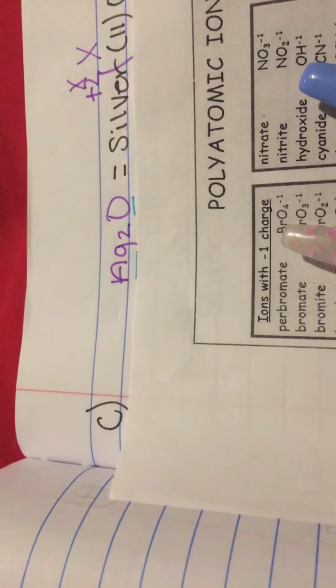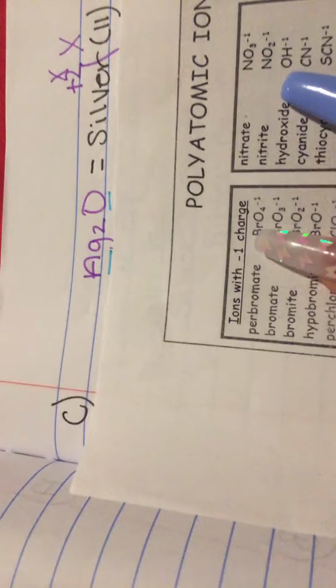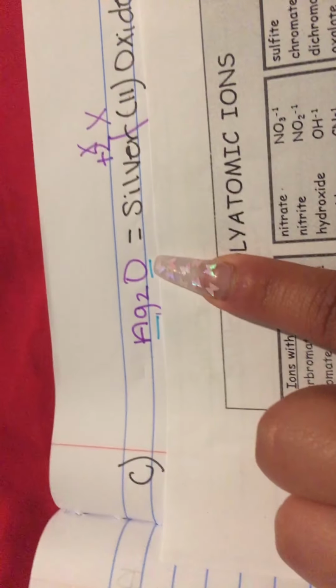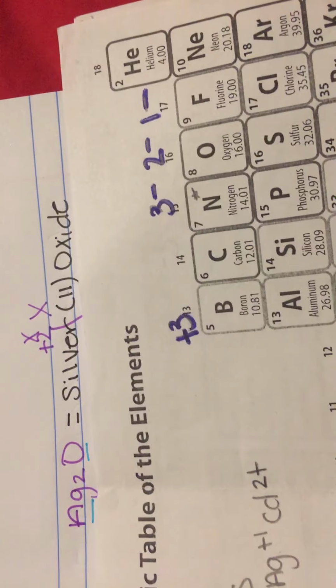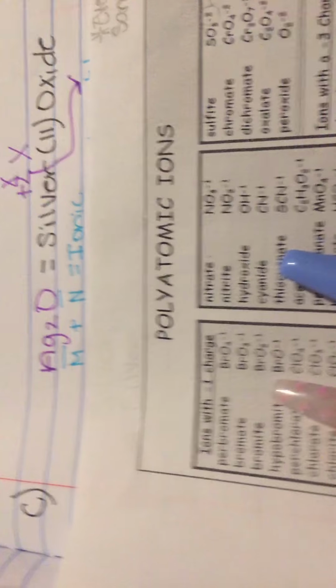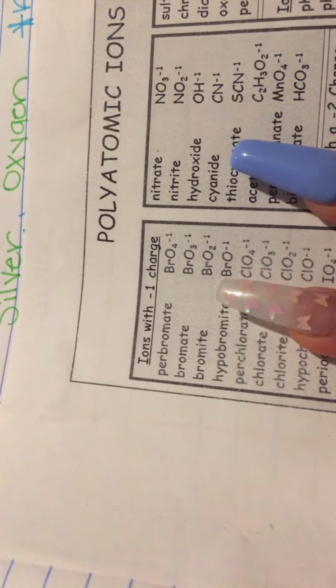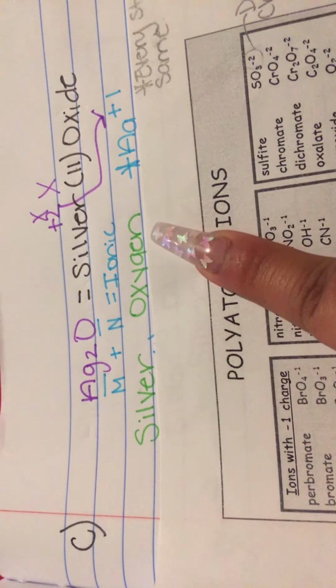For part C, it says identify the error in the name, then provide the correct name for that compound. So we have Ag2O equals silver (2) oxide. Well, looking at the periodic table, Ag is a transition metal, and oxygen is right here, and it's a non-metal. So a metal plus anything else would be ionic. So now we're trying to look for the name of Ag, and that is silver, and then the name for O, that would be oxygen.